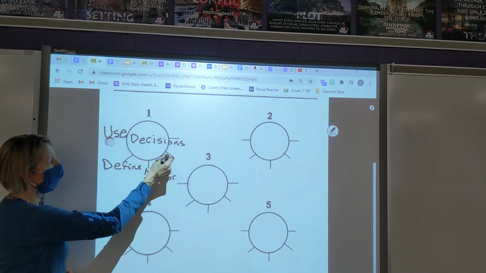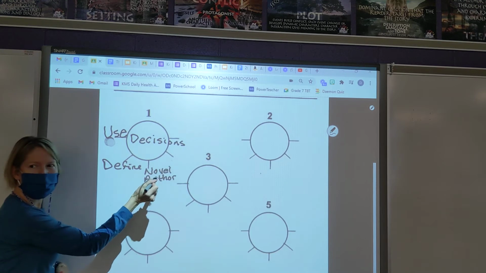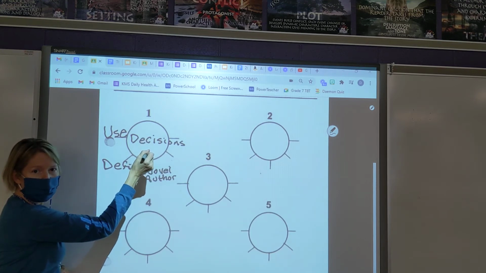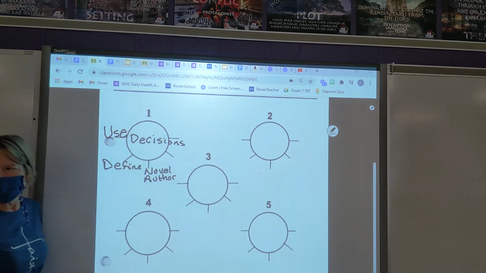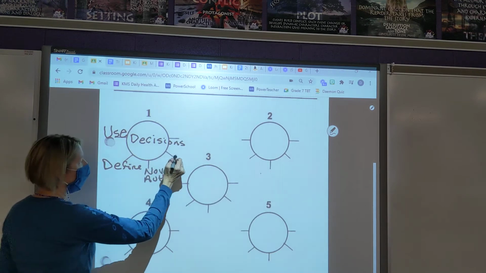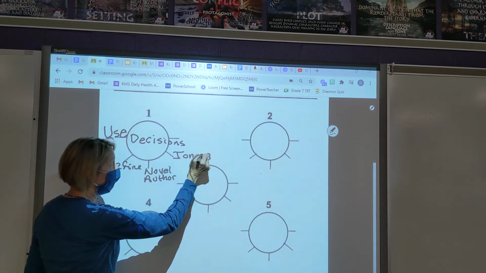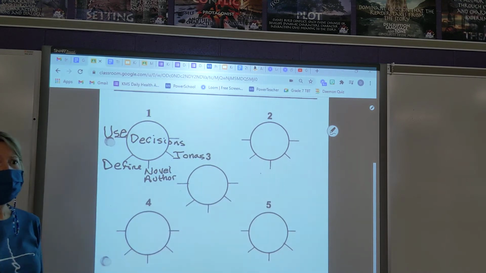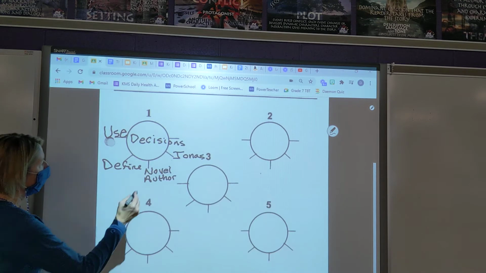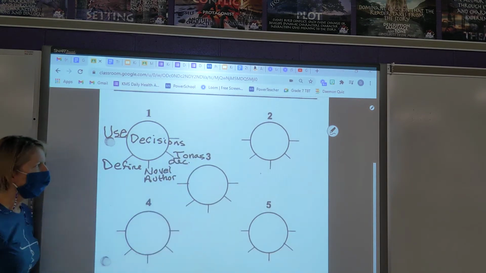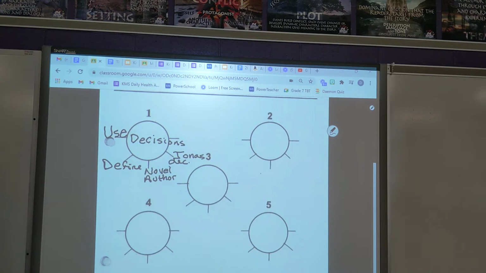The next thing you're going to do is now you have to connect this novel to this word. So who's making the decisions, kids? Jonas. So we want to talk about the fact that Jonas, does he make one decision in this novel? Does he make a lot of decisions? Okay, so we want to just mention that Jonas makes a lot of decisions.